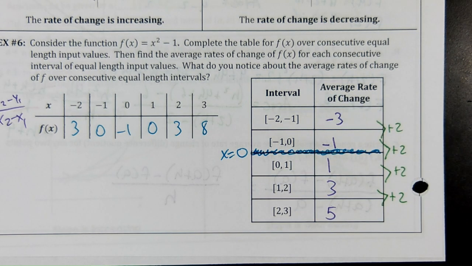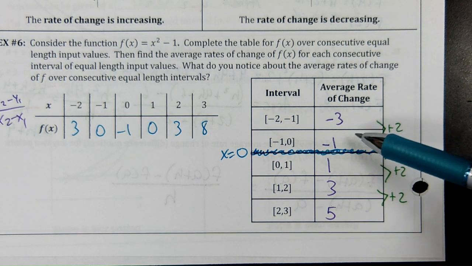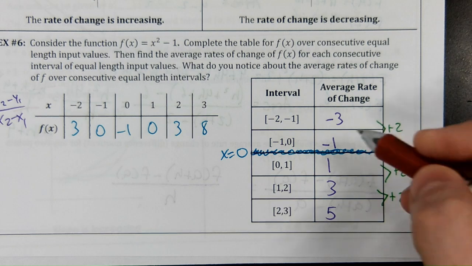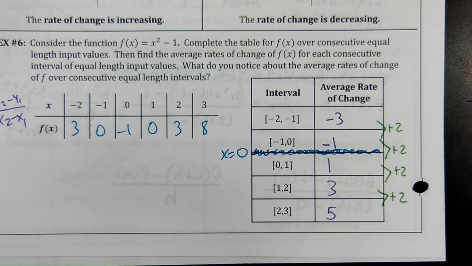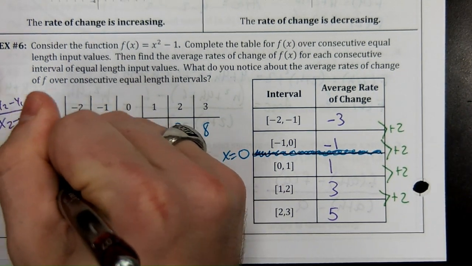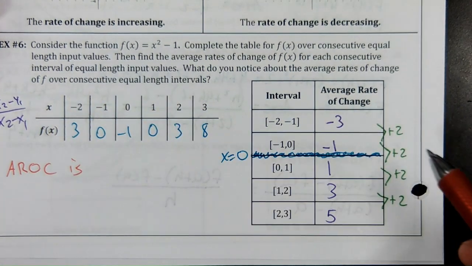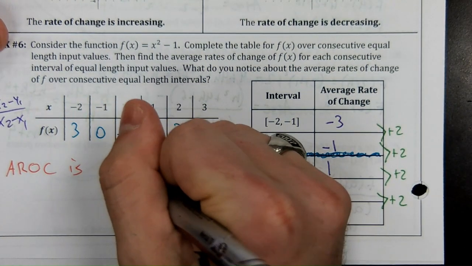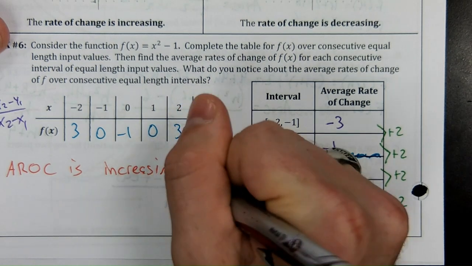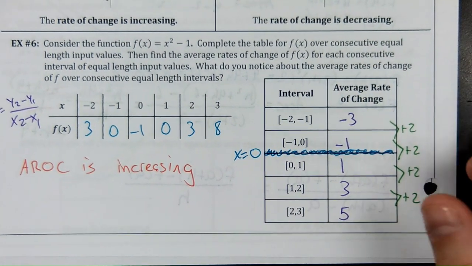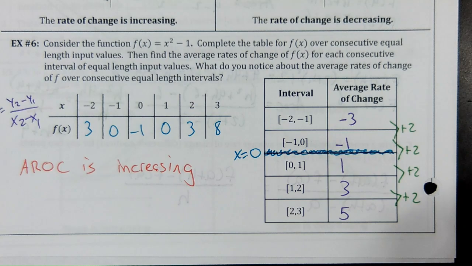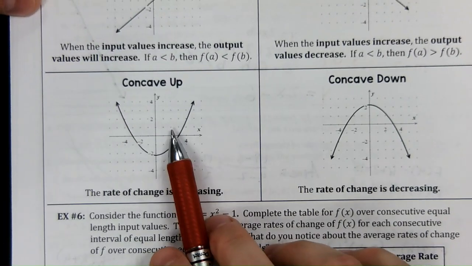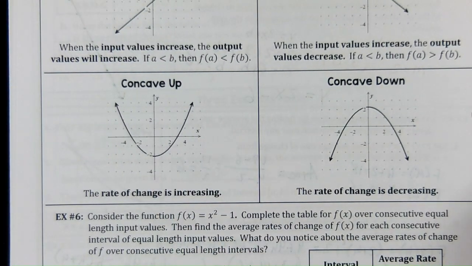Okay. So it says, what do you notice about the average rate of change over consecutive equal length intervals? We notice that the average rate of change is doing what? What's the behavior of this average rate of change? It's increasing. What does that tell you about your quadratic? It's concave up. Okay, well, if the quadratic is concave up, it looks like this. It means it's an upwards facing quadratic.